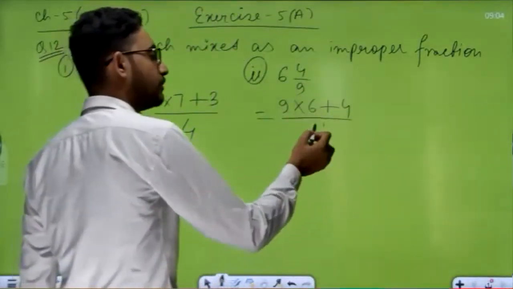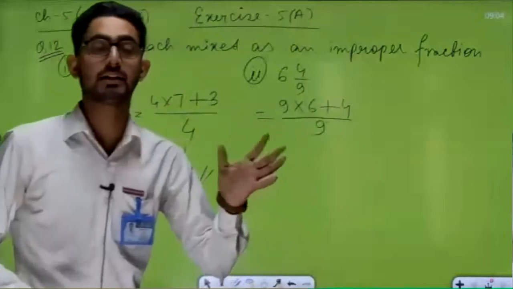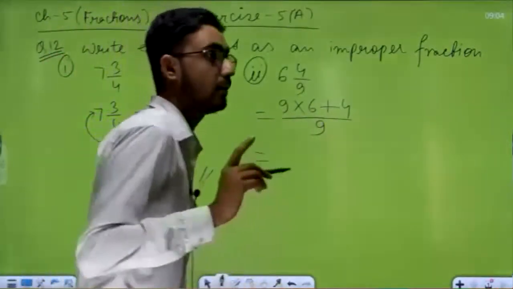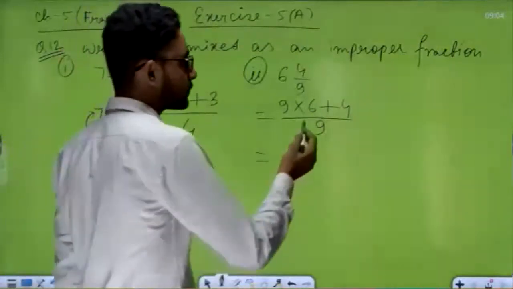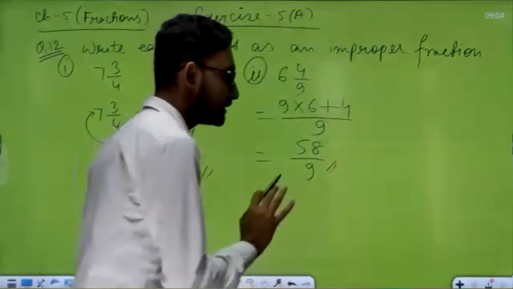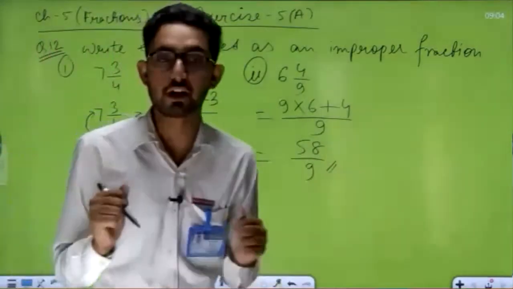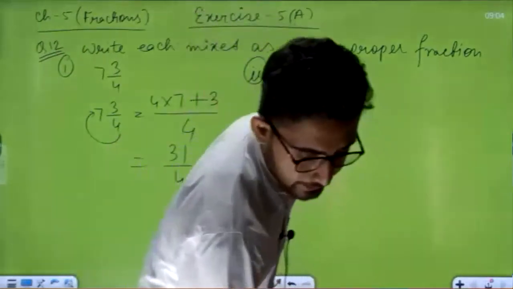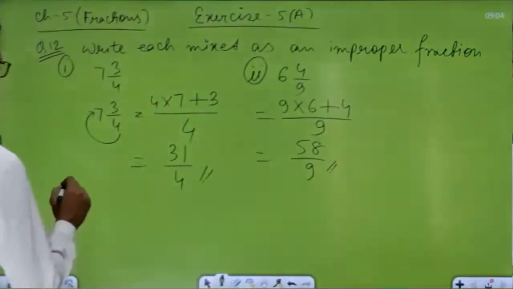As it is, the denominator you have, write the same denominator. Understood? So we can say 9 6s are 54, and 54 plus 4 is 58 upon 9. Yes, very good. So this is your complete answer. Understood all of you? Now we'll move to the next question. You have to do this question yourself. Okay, next question, third part.